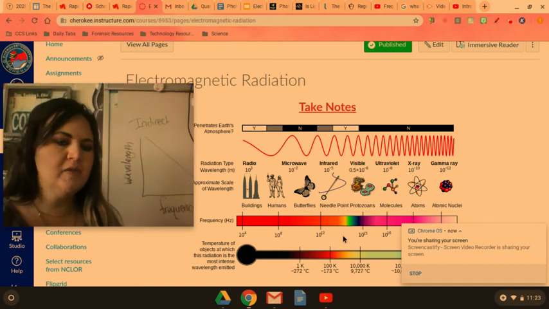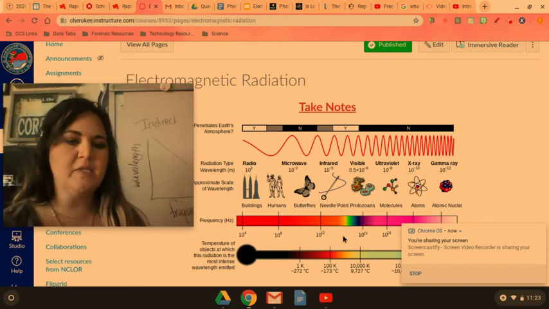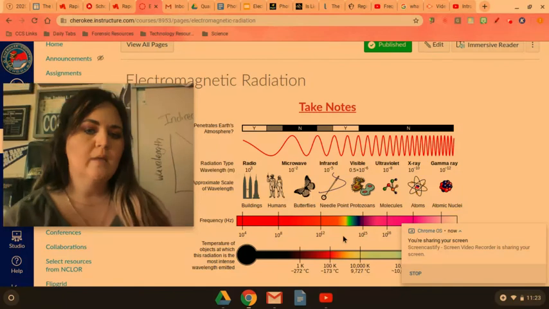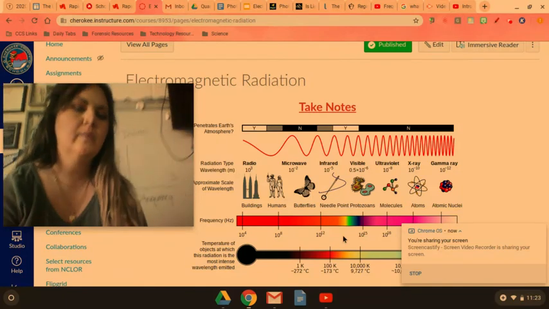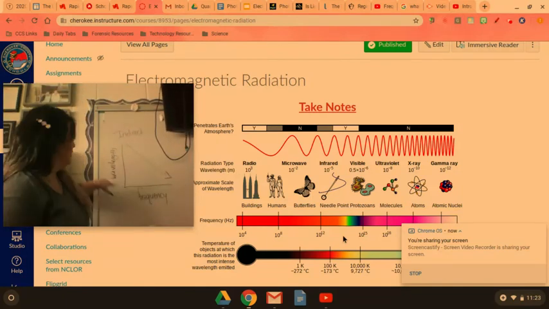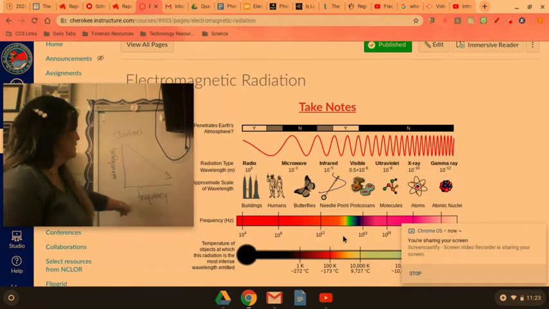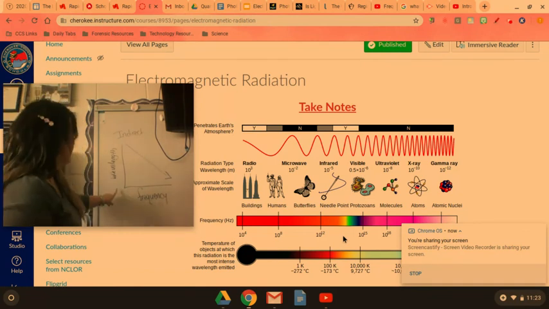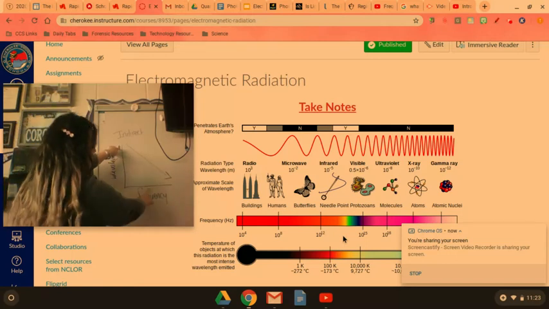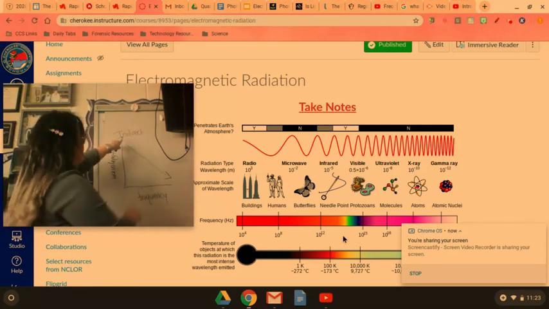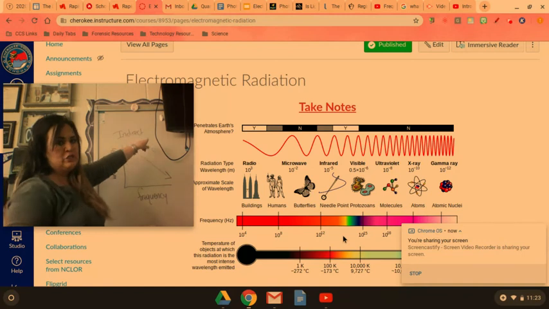Okay, guys, I want to take a minute and show you some graphs that you need to be able to interpret for wavelength and frequency. So if you look on my board right here, this is wavelength, this is frequency. As the wavelength gets bigger, the frequency is getting smaller. So that is an indirect relationship.